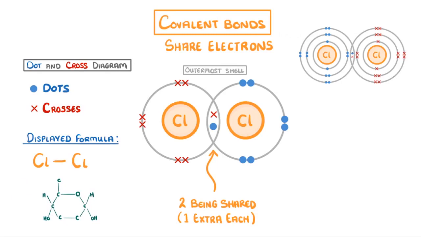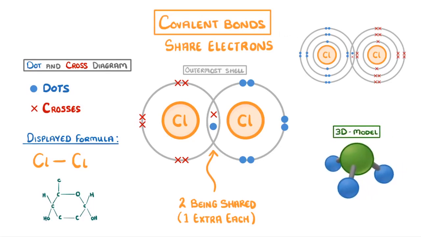For example, this here is a molecule of sugar called glucose, which you don't need to know about specifically, but you do need to be able to recognize that this is a displayed formula. The downside of displayed formulas, though, is that they don't show you anything about the 3D shape of the molecule. For this, we can use a 3D model, which tries to show how the atoms are actually arranged in real life.